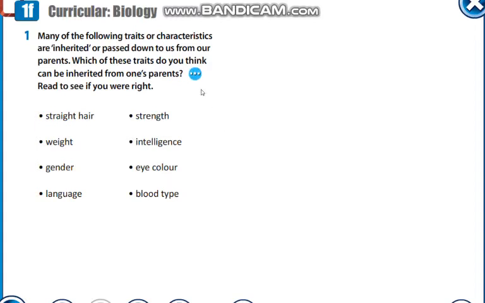Now let's check. Look, straight hair, gender, intelligence, eye color, blood type. There are traits and characteristics that we can inherit from our parents. Remember it. And also you can write it down in your copybooks.